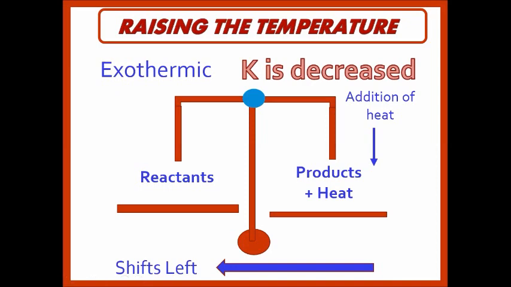Now remember that a plot of 1 over temperature versus ln of K is going to give us a slope that's equal to negative delta H over R. But if we have an exothermic reaction where delta H is negative, this is actually going to result in a positive slope. And this means that the equilibrium constant increases with decreasing temperature. So this explains why we see a decrease in the equilibrium constant as the temperature increases for an exothermic reaction.